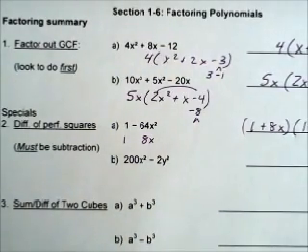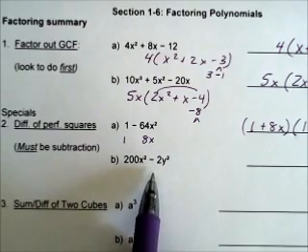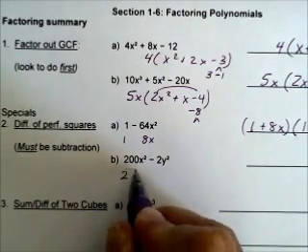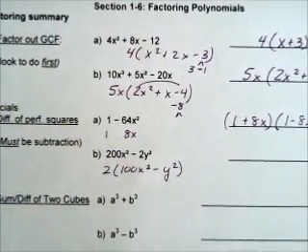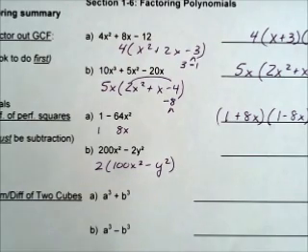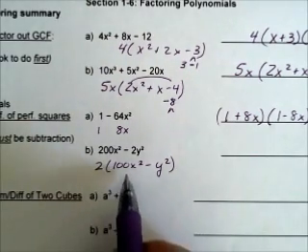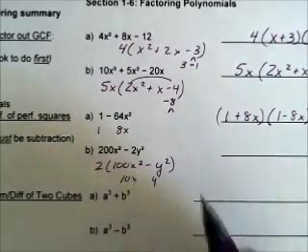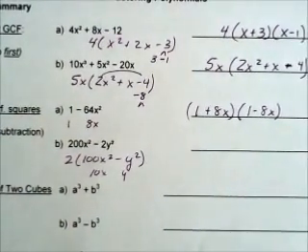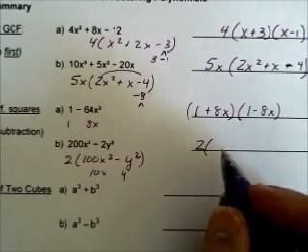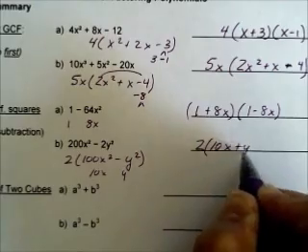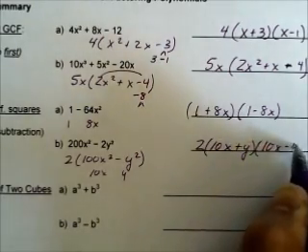For b, 200x squared minus 2y squared. They're not perfect squares, but again, there's a GCF, so factor out the GCF first. That's 2 times 100x squared minus y squared, and then 100x squared minus y squared is the difference of two perfect squares, 10x and y. So going over to our answer line, greatest common factor 2, and then the difference of two perfect squares, 10x plus y times 10x minus y.